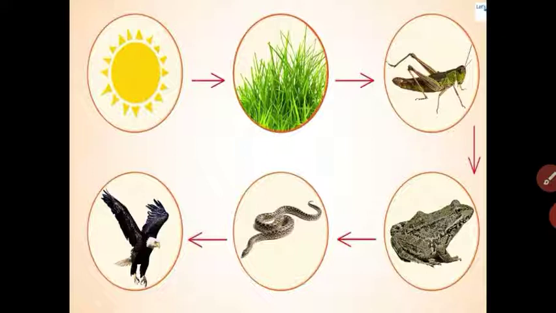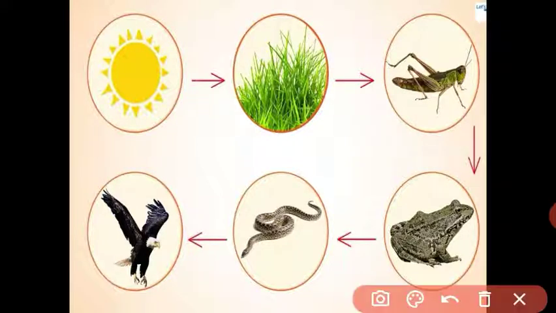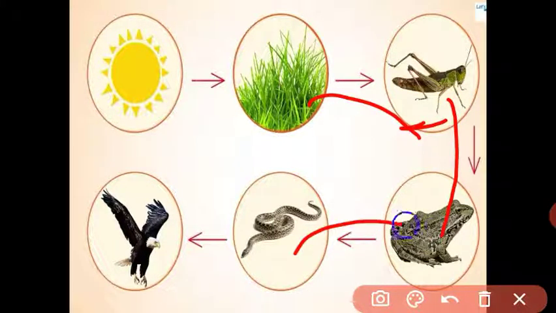Okay, let us see. Consider this grasshopper. It depends on the grass to obtain food, and this grasshopper is eaten by a frog, the frog is eaten by a snake, and the snake is eaten by an eagle. This means all living organisms depend on each other for food.